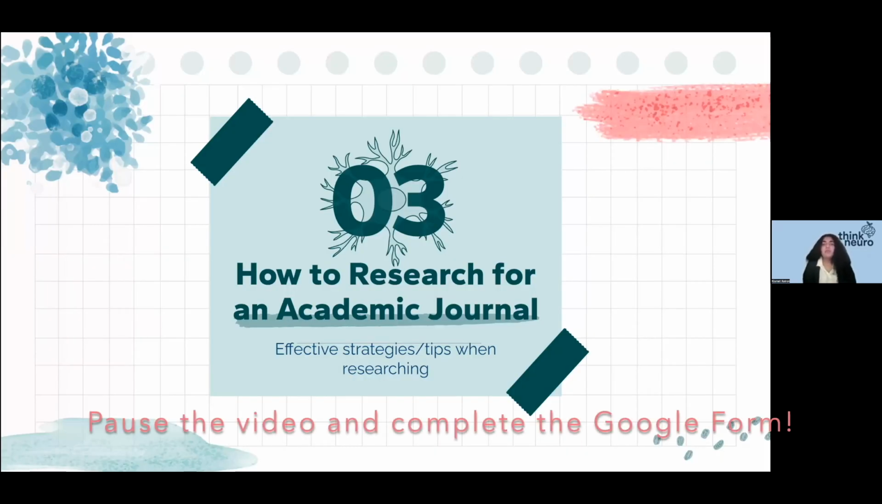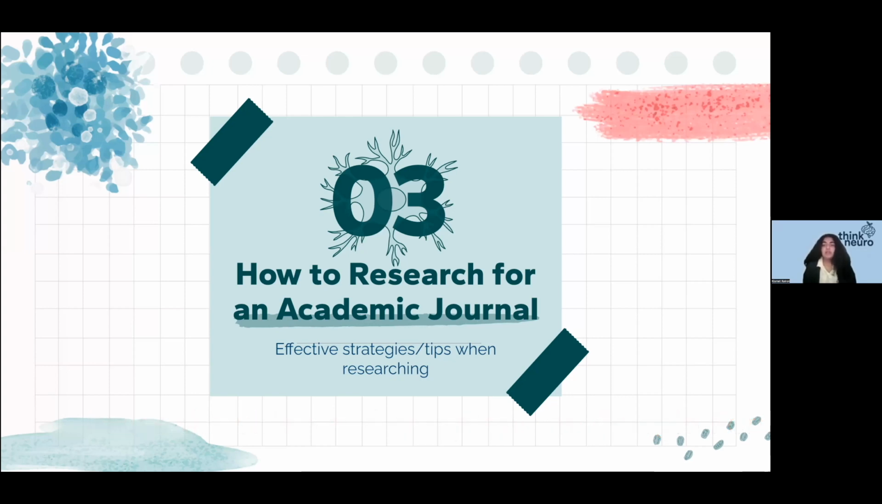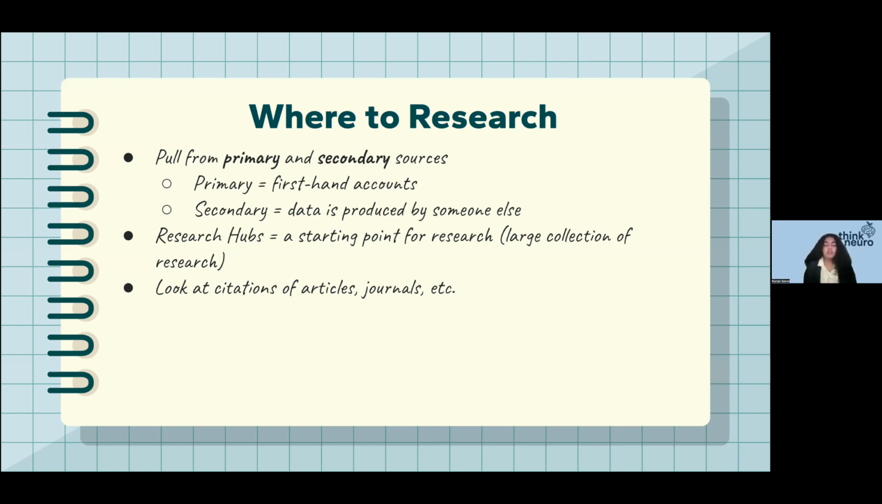So before we move on to part 3, how to research for an academic journal, make sure to answer the question on the Google form, which is what is the purpose of an abstract and what is the purpose of a conclusion? So this suggests where to research.